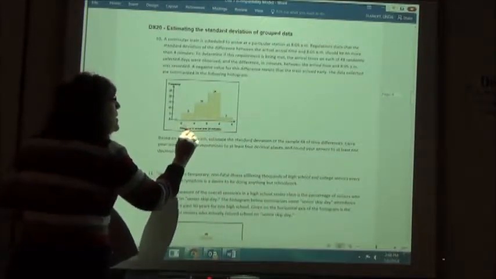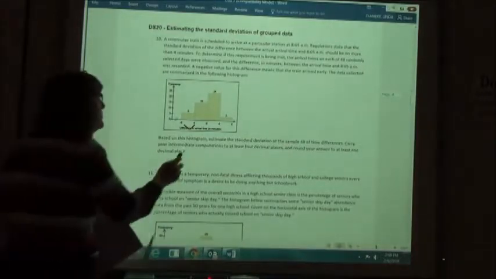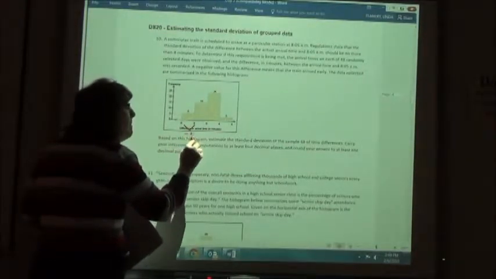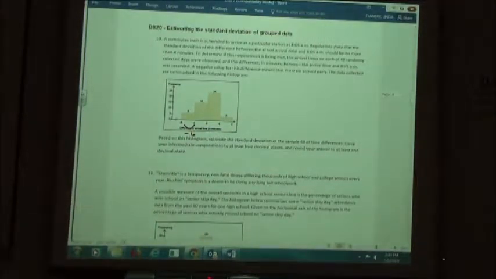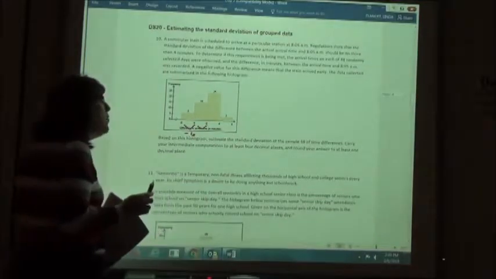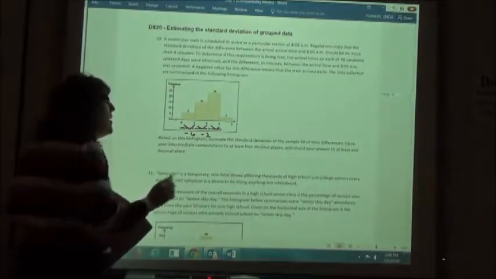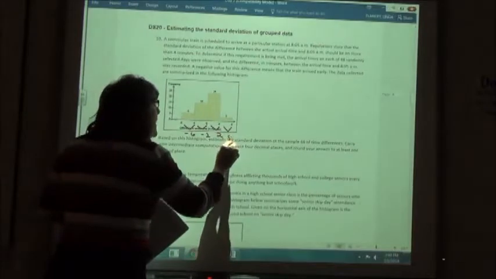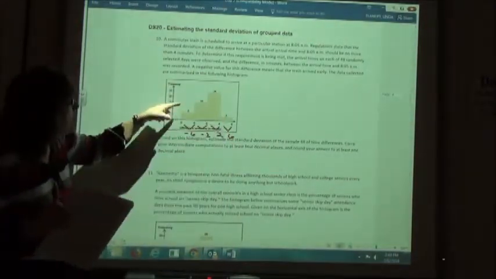So when we find our mean here, first of all, we're going to find the midpoint of each of these little sections. The midpoint of -8 and -4 would be? -6. Halfway between, or add them together and divide by 2. The midpoint of -4 and 0 would be -2. The midpoint of 0 and 4 is 2. The midpoint of 4 and 8 is 6.